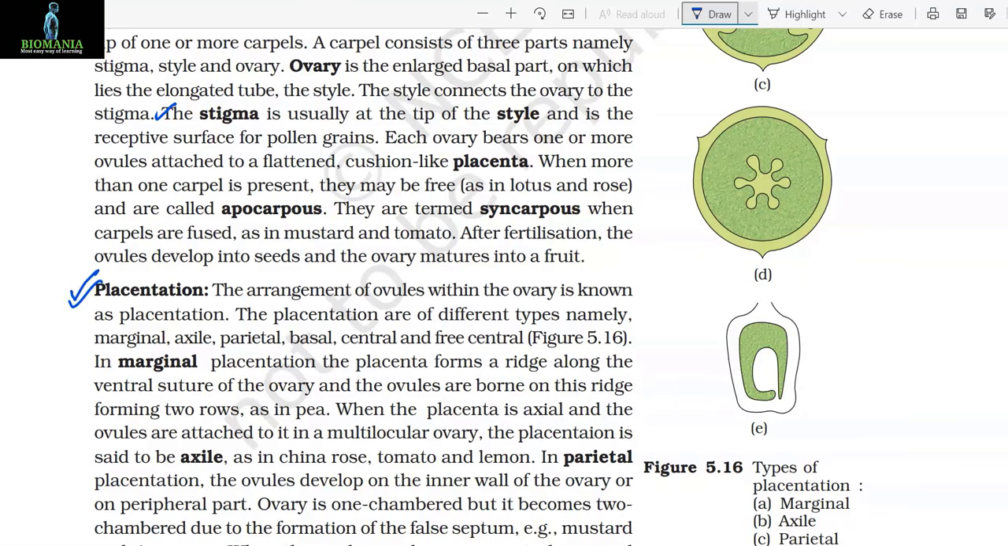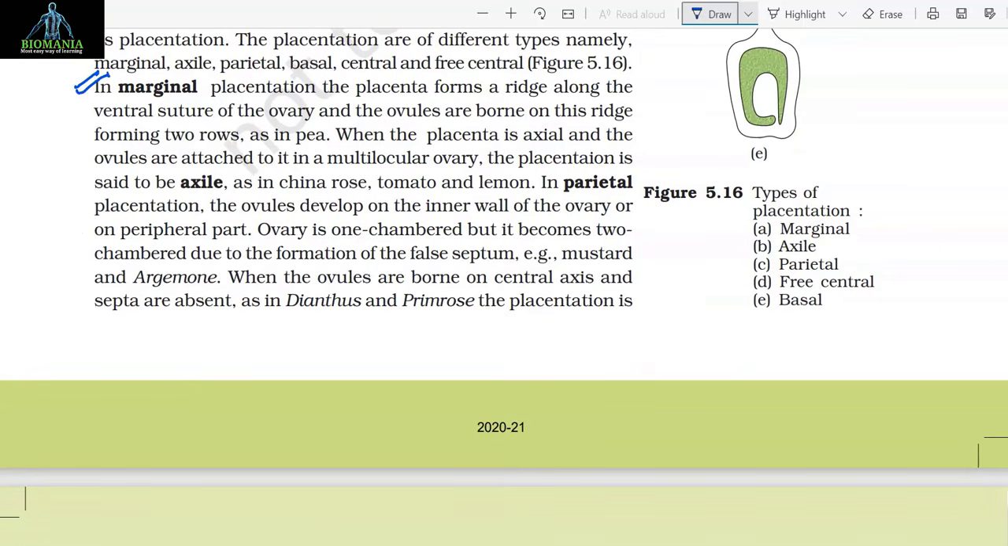Placentation. The arrangement of ovules within the ovary is known as placentation. The placentation are of different types, namely marginal, axial, parietal, basal, central and free central. In marginal placentation, the placenta forms a ridge along the ventral suture of the ovary and the ovules are borne on this ridge, forming two rows as in pea. When the placenta is axial and the ovules are attached to it in a multilocular ovary, the placentation is said to be axial, as in China rose, tomato and lemon.